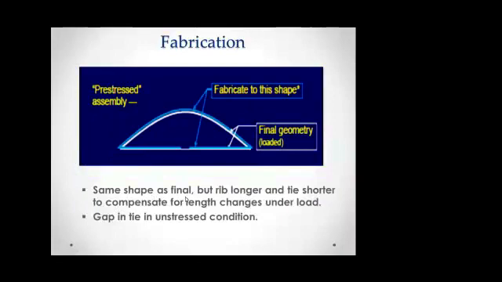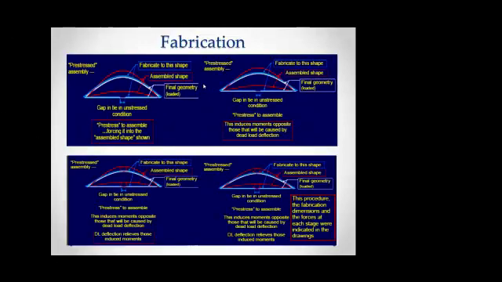It has the same shape as the final one, but with a longer rib and a shorter tie to compensate for the length changes under the loading. The gap in the tie is the unstressed condition. You can see this: fabricating this shape, and when finally loaded, it will come back to the original position. And this is the pre-stressed assembly concept of fabrication. So how are they doing it now?